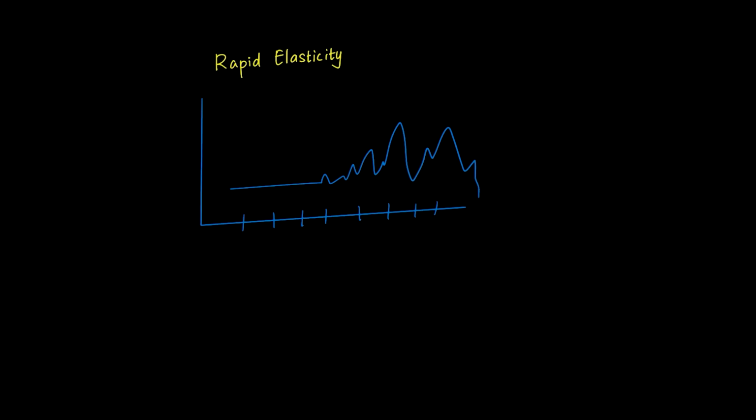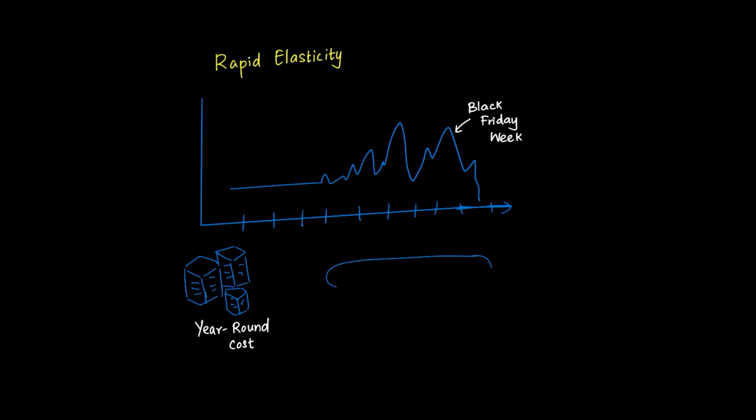Let's explore why rapid elasticity is the game-changing solution for seasonal businesses. Imagine you're running a retail company that sees 90% of its annual traffic during Black Friday week. That's like having a massive stadium full of customers for just 1 week, then near empty stores for the rest of the year. Traditional IT infrastructure would force you to maintain expensive servers and systems capable of handling that peak traffic all year long, even when they're sitting mostly idle.